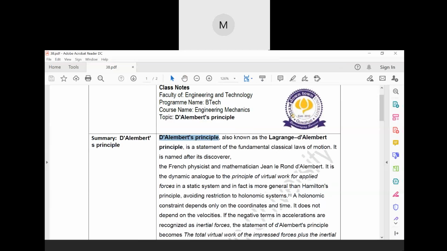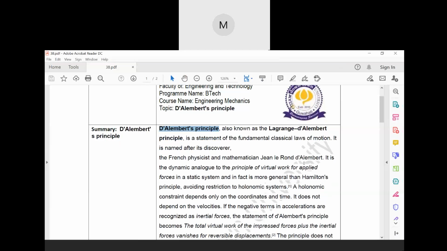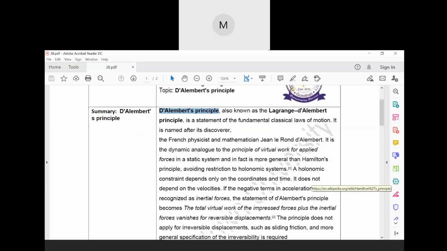D'Alembert principle is also known as the Lagrange-D'Alembert principle and is a statement of the fundamental classical laws of motion. It is named after the French physicist and mathematician Jean-Le-Rond D'Alembert. It is a dynamic analog to the principle of virtual work for applied forces in a static system.